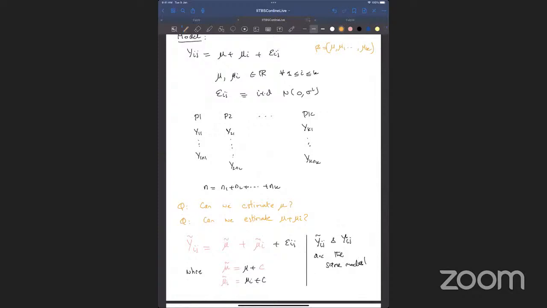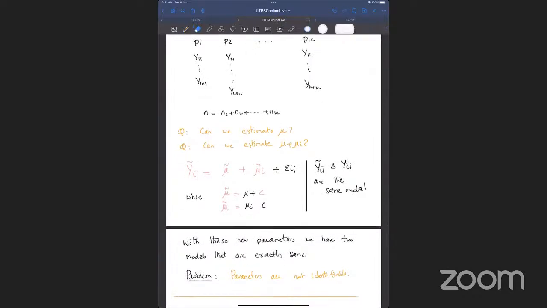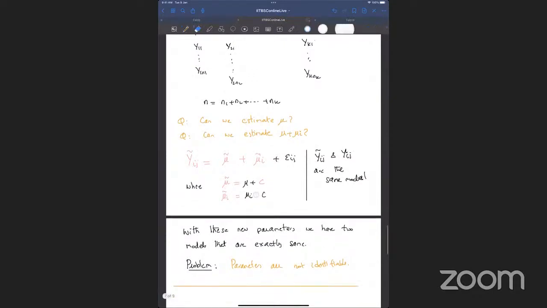Did I make a mistake? Sorry, Kaushik, you're right. This is neutral. I should put minus C. I'm very sorry. Thank you for the correction. That's why the models remain the same. If it's plus C, the model is different. If it's 2C, then it's not a problem.